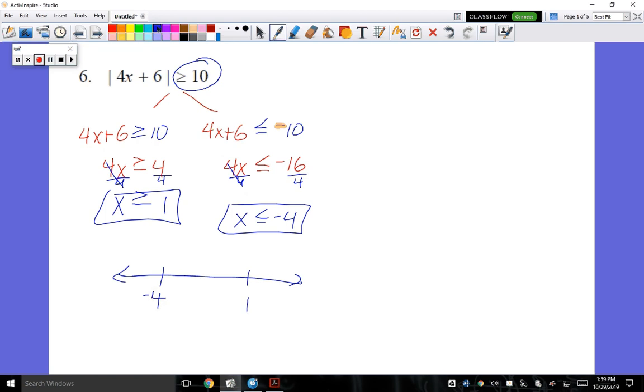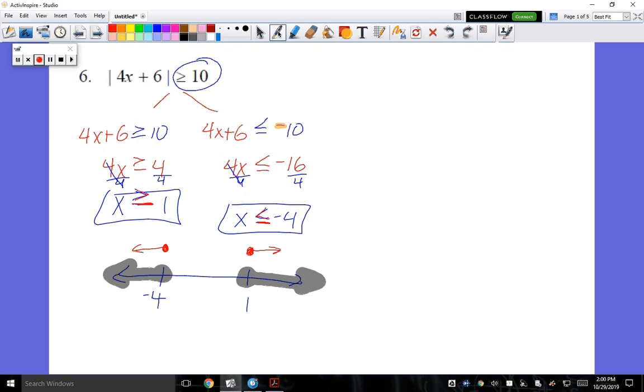If I graph it immediately, I have 1 and negative 4. Because this is equal to, we're going to have a closed dot at 1. This is greater than, that means we're going to shade to the right. And then a closed dot at negative 4, because this is equal to. Because this is less than, we're going to shade to the left. In other words, we shade all the x's that are less than negative 4. So my graph is going to look something like that and like that.